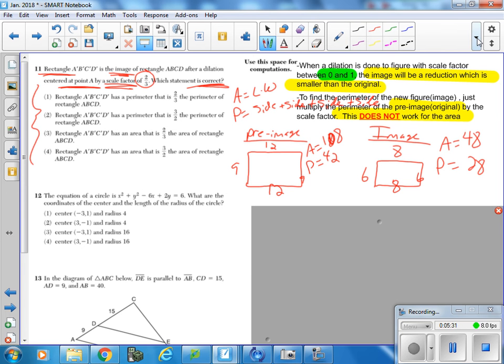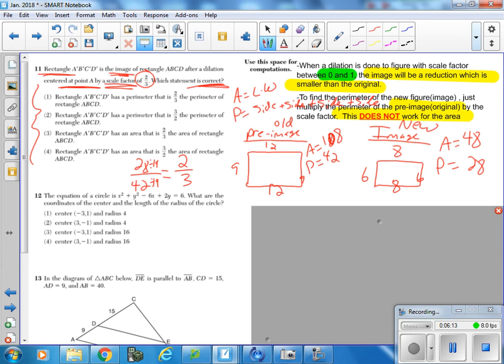It says rectangle A'B'C'D' has a perimeter that is 2/3 of the perimeter of the original ABCD. All right, so let's look. Is that going to be true? Well, let's take our new image and our old image. We've done that before. So I'm going to take my new perimeter, which is 28, and divide it by the old perimeter, which is 42. If you reduce that, you'll see that you end up with 2/3, because you divide both of these by 14. So that perimeter ratio is 2/3.